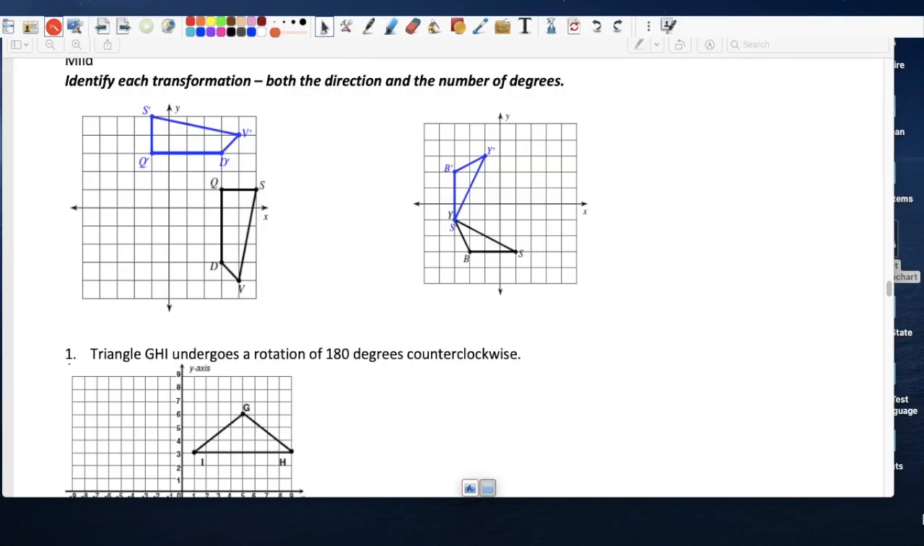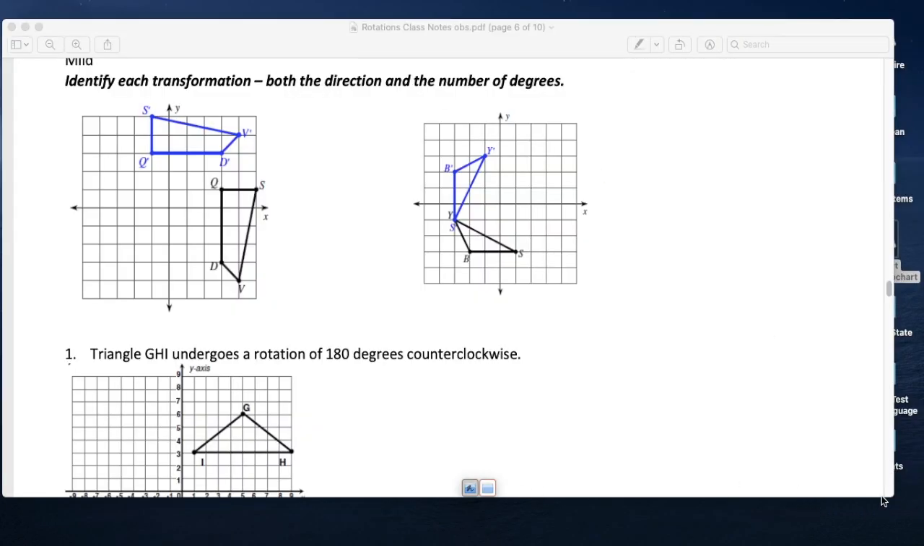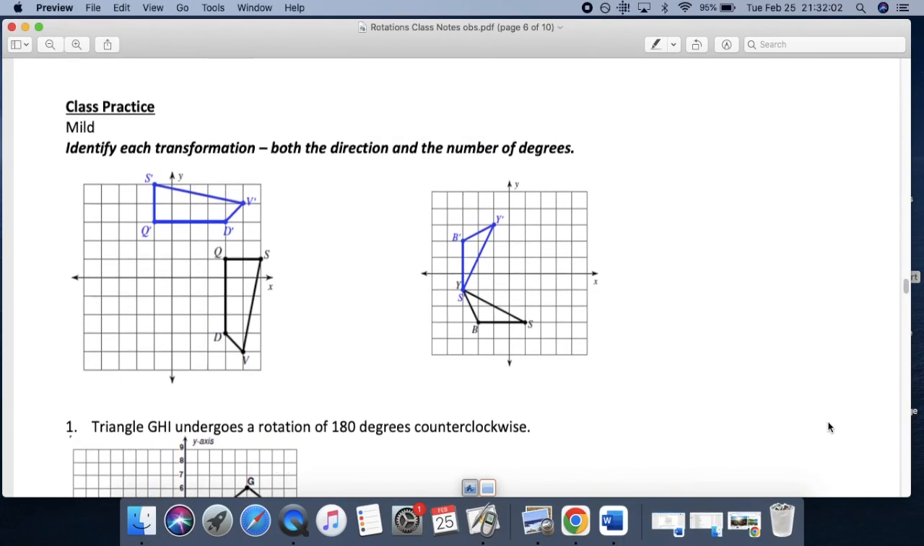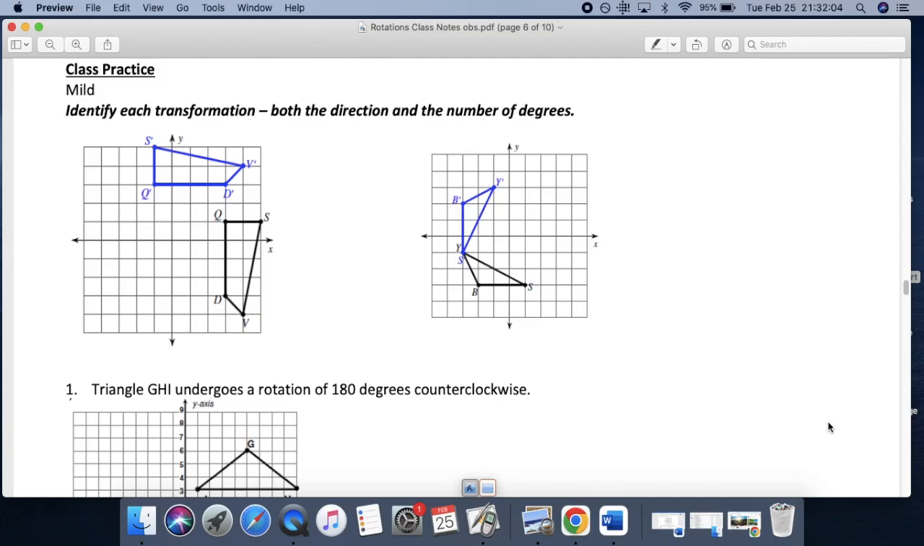Rotations. All right. So let's start with this section, okay? Some of you might have already gotten some of this. And if you didn't, just tag along.